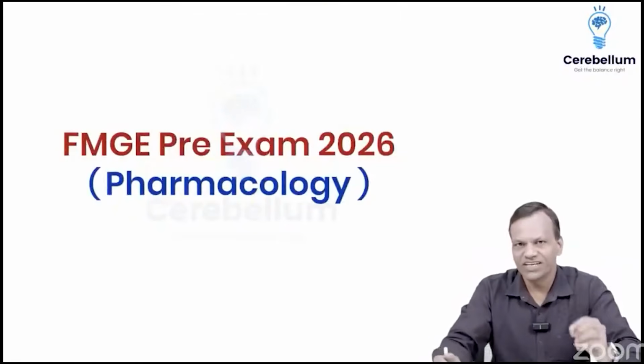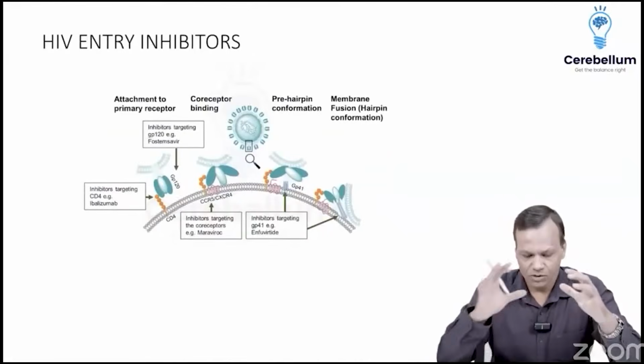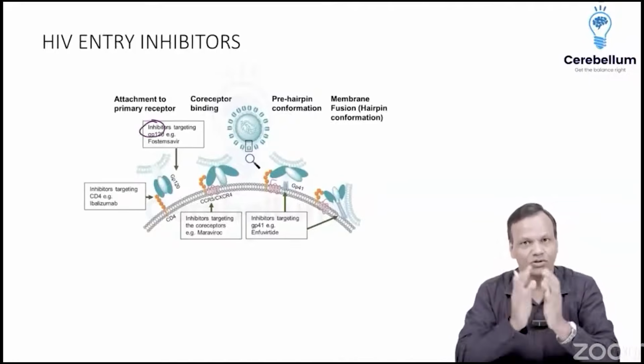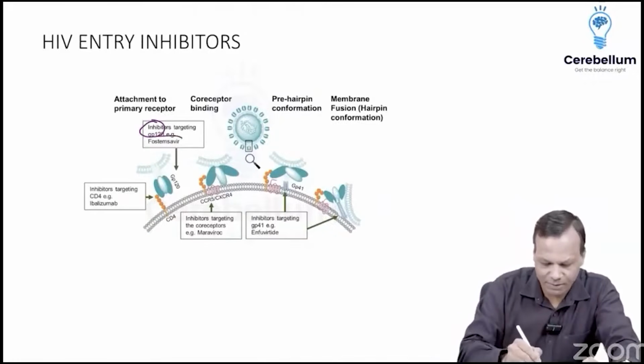In this video, we will discuss the most important 10 topics. So the first one is HIV entry inhibitors. First of all, what happens? Glycoprotein 120 binds to CD4 receptors on the CD4 cell. The drug inhibiting glycoprotein 120 is fostemsavir.